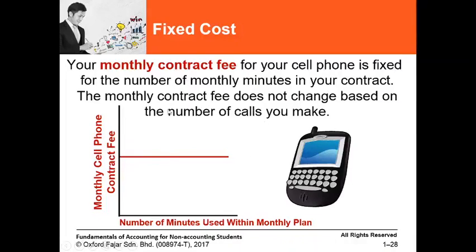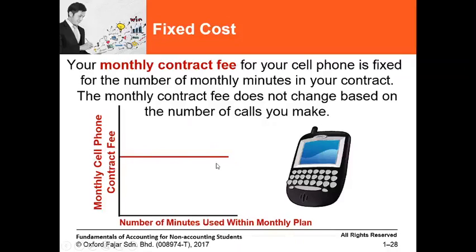Okay, so let's say like right now, my monthly contract fee is 100 ringgit per month. So it gives me an unlimited number of phone calls. If I only call a person in a month for 1 hour, I still have to pay 100 ringgit.